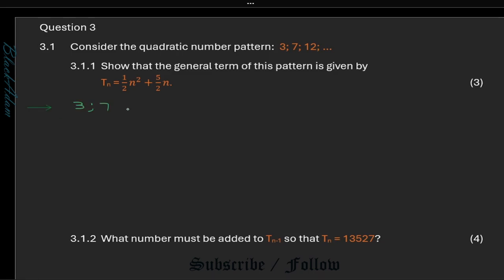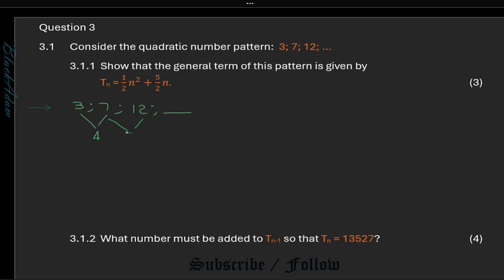We have a problem that has to deal with a quadratic number pattern, 3, 7, 12 and so forth. What we're required to do is prove the values of a, b and c in the quadratic. The difference between 3 and 7 is 4, between 7 and 12 is 5, and the difference between 5 and 4 is 1. And then we need to find the next one.